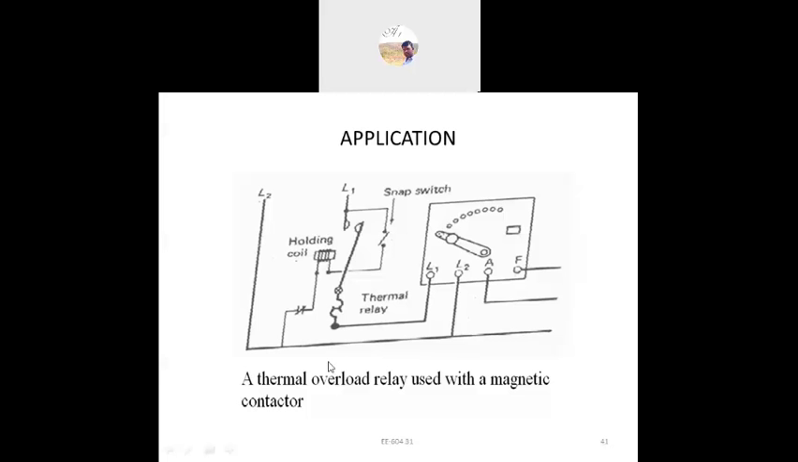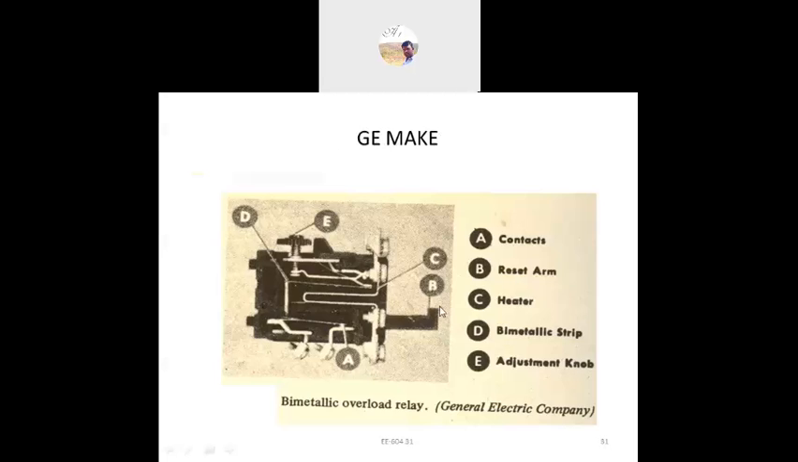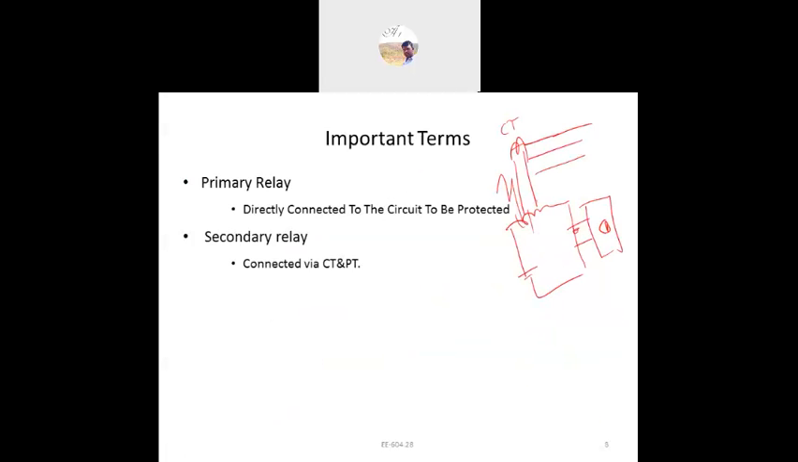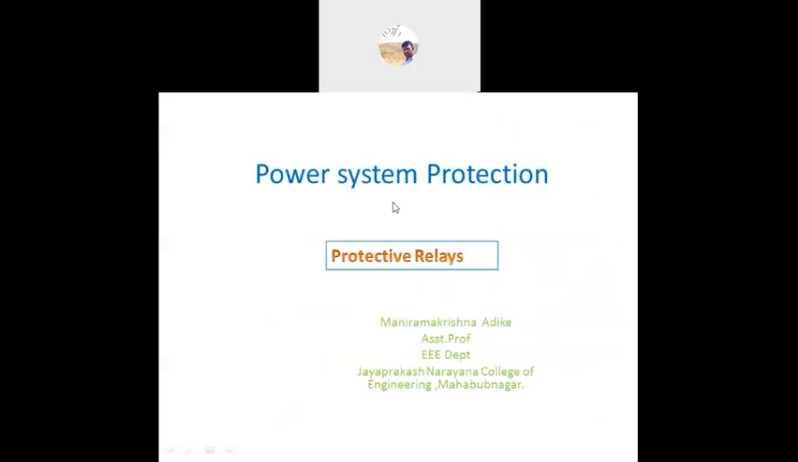This is all about today's class. In today's class, we have discussed the types of relays, their classifications, and the thermal relay, how it operates, what the applications of the thermal relay are and how it works. Okay students, this is all for today's class. In the next session we'll continue.